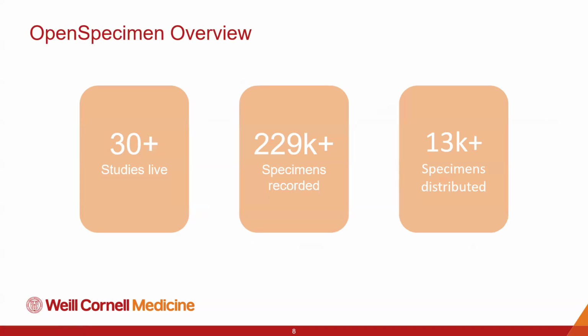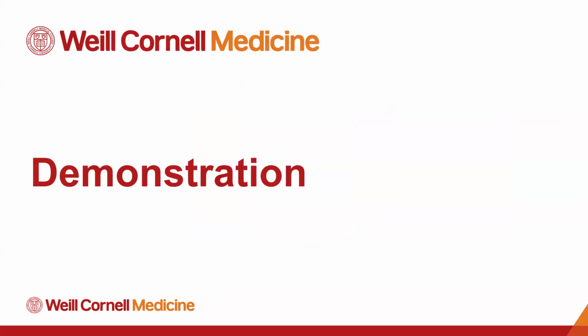Just to give a quick overview of what OpenSpecimen at Weill Cornell looks like today, we have over 30 studies live. We have nearly 2,300,000 specimens recorded and 13,000 specimens distributed. So a lot of records in the application itself. We've had a lot of use and have learned many tips and tricks of the application. All right, without any further ado, I'm going to dive right into a demonstration of OpenSpecimen. Today, we're going to cover a lot of different modules within OpenSpecimen itself. We're going to start with some basic navigation, and then also get into some accessioning and reporting tools.